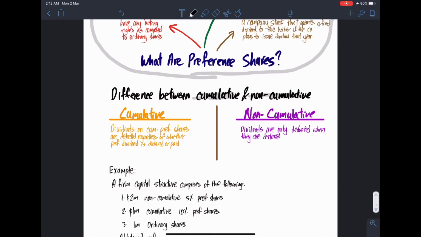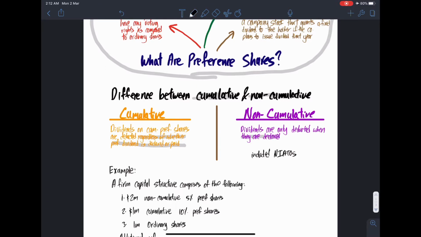The main difference is whether they will be included in the calculation of the NIATOS, which is the net income attributable to ordinary shareholders. For non-cumulative preference share dividends, they'll be deducted only when they are declared, only when the company chooses to declare the dividends and pay that year. But cumulative preference share dividends will be deducted from the net income regardless of whether the preference share dividends are declared or paid that year.